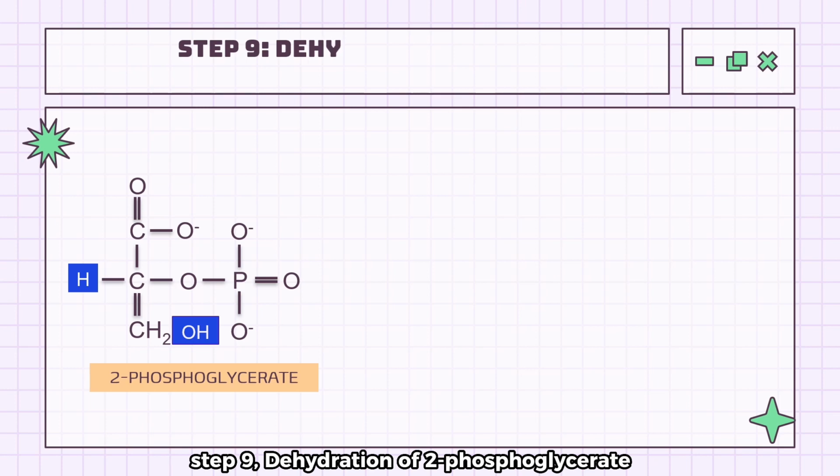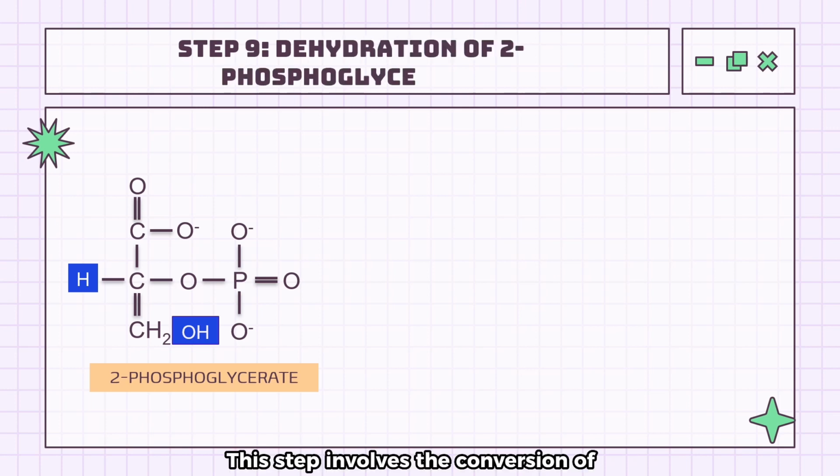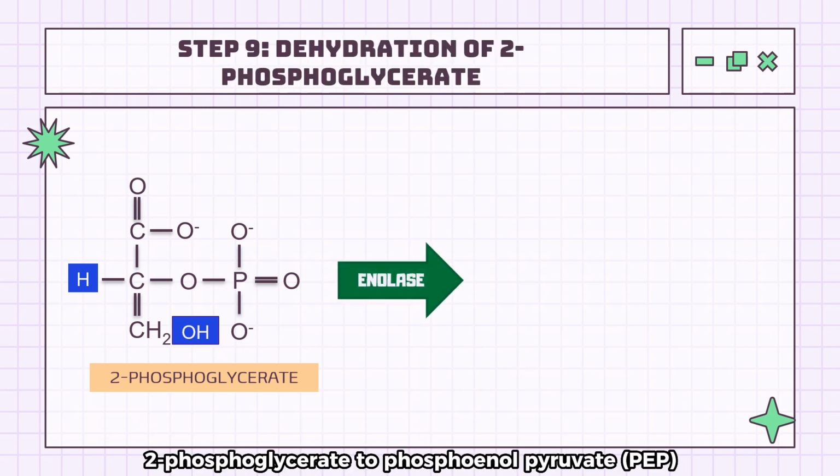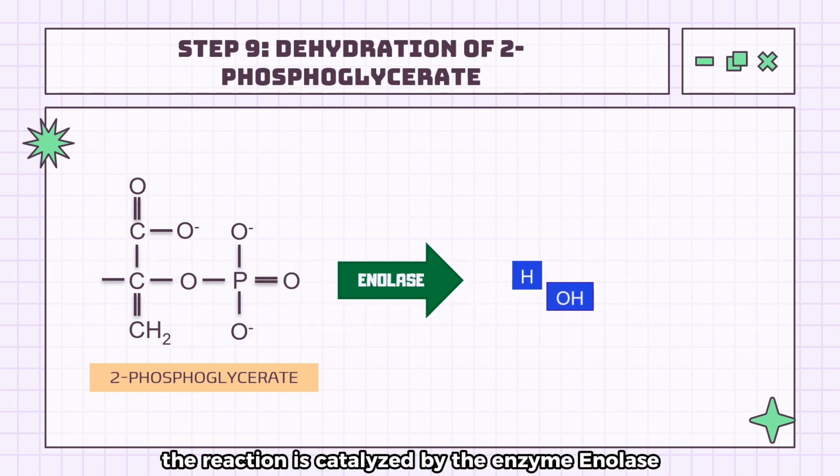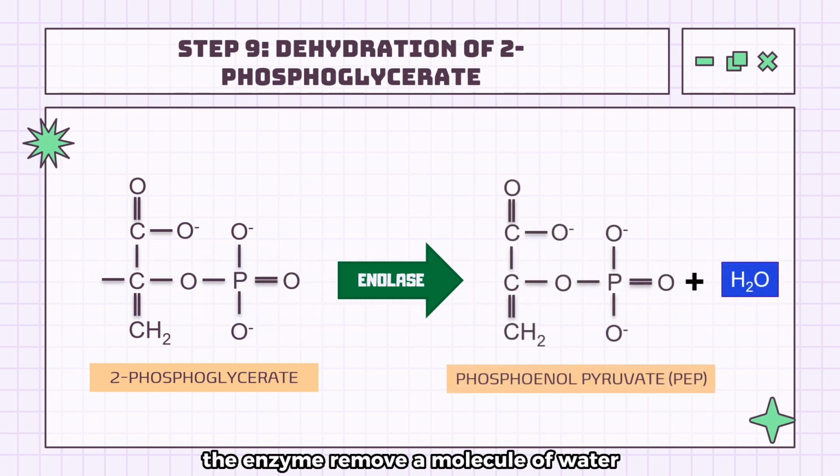Step 9. Dehydration of 2-phosphoglycerate. This step involves the conversion of 2-phosphoglycerate to phosphoenol pyruvate, PEP. The reaction is catalyzed by the enzyme enolase. The enzyme removes a molecule of water from 2-phosphoglycerate to form phosphoenol pyruvate.